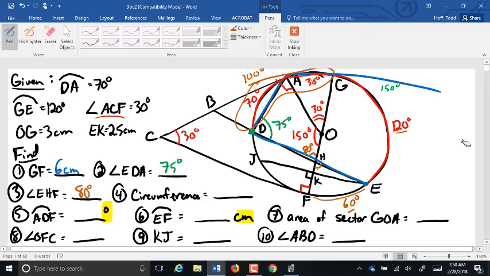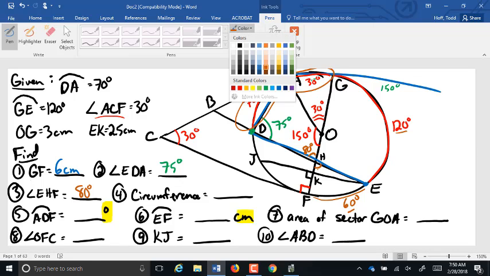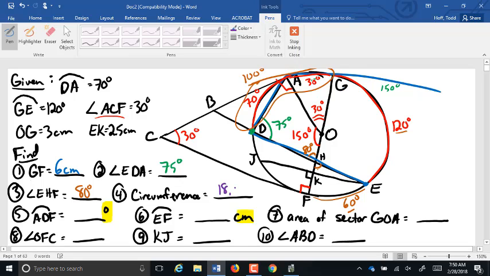The circumference of the circle, there we go, 18.84 centimeters. That's just going to be that diameter that we found, 6 centimeters times pi.